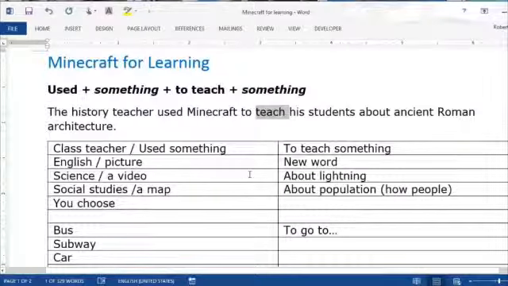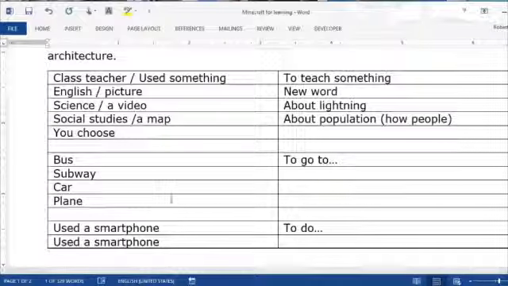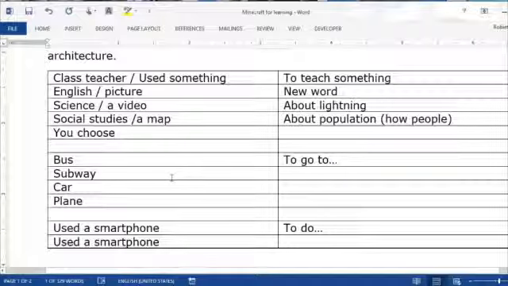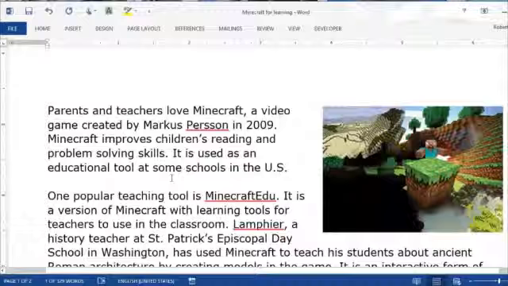And if we wanted to switch situations, right? Everybody has a smartphone. So we can say, I used a smartphone to look at my calendar. Okay. Let's go ahead and continue with our reading. So we want to find out about this game, Minecraft, and we want to know how it's being used for learning.